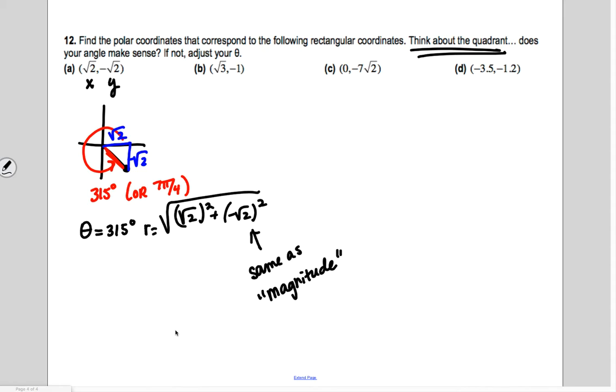And we're going to call that r. So we got r is equal to the square root of 2 plus 2, which is the square root of 4. So my r is equal to 2. So if I write it in the form r comma theta, r is 2, theta is 315 degrees. That's it.